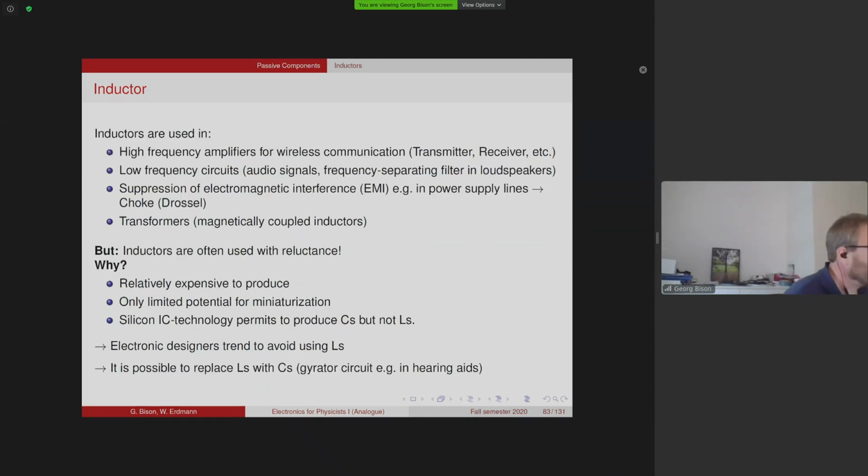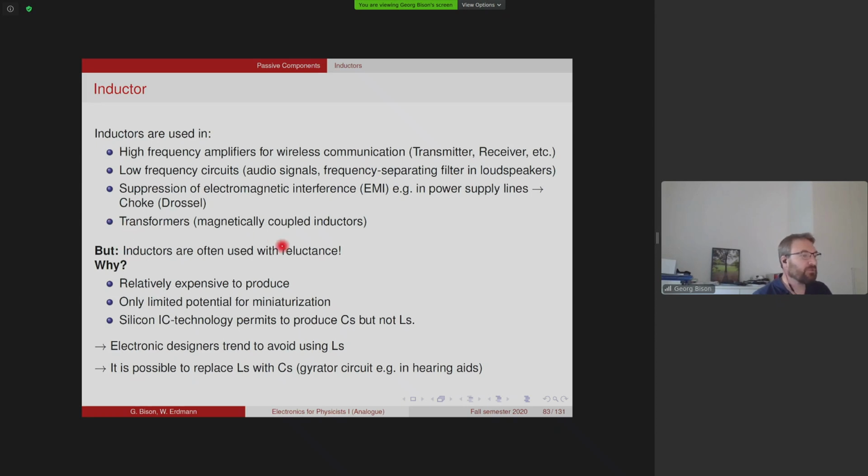Okay, now inductors are used for high frequency applications. They are also used for low frequency circuits, especially the frequency spreading filters in loudspeakers. They are efficient to suppress electromagnetic interference, for example, in power supplies. And of course, they are used if you couple two inductors magnetically as transformers.